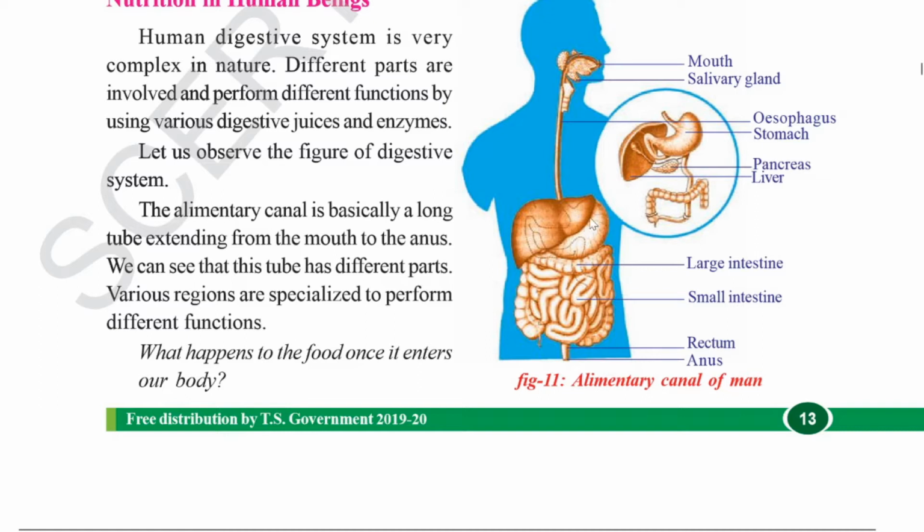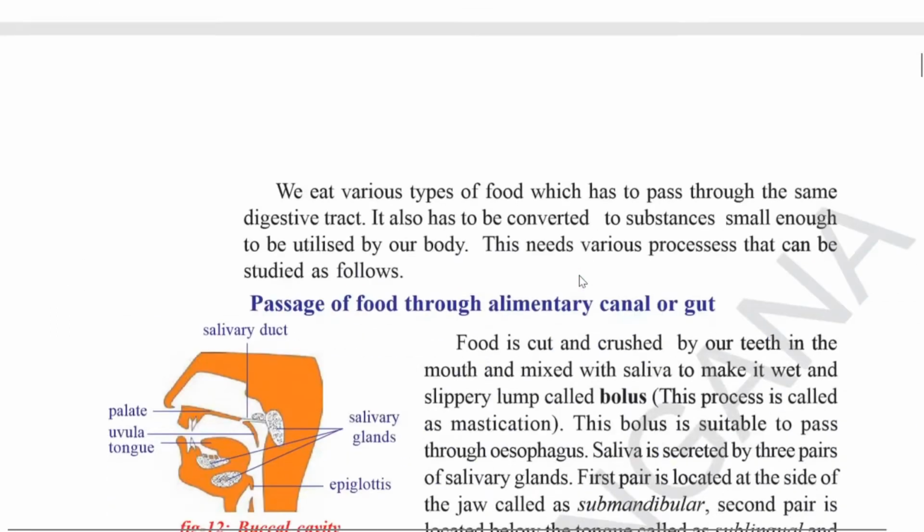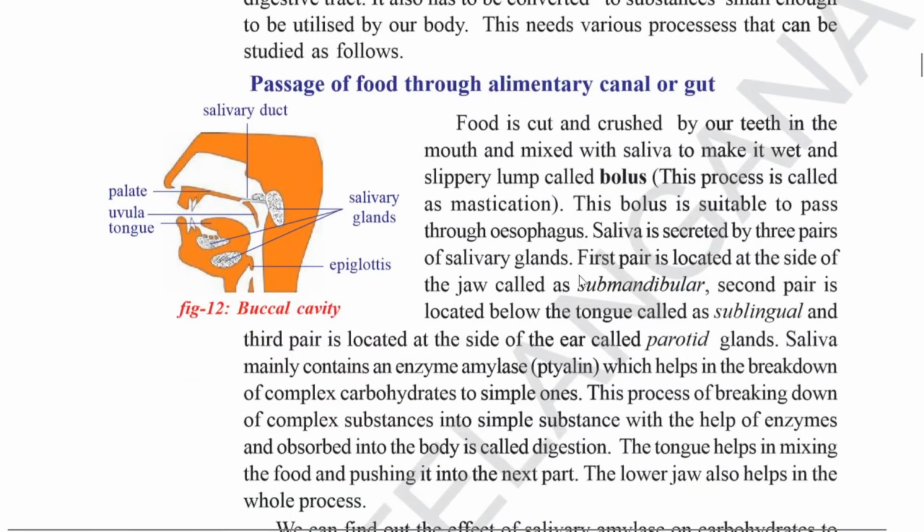Then it passes through the stomach, and here we have a liver, and at the backside of the stomach we have the pancreas, and here we have a bile duct, and this is the large intestine, this is the small intestine, and from the large intestine it has a rectum and then the anus. Okay, so what are the functions of the alimentary canal or gut? What happens in the buccal cavity? Buccal cavity means our mouth.